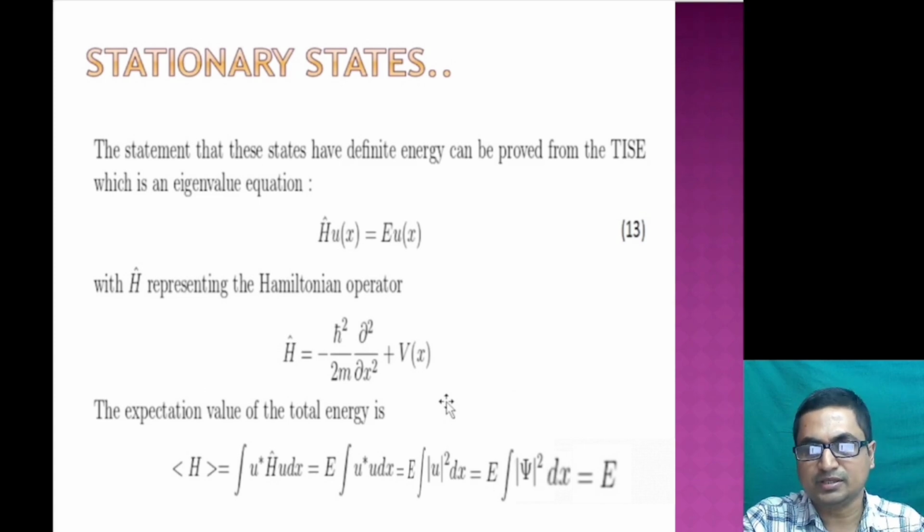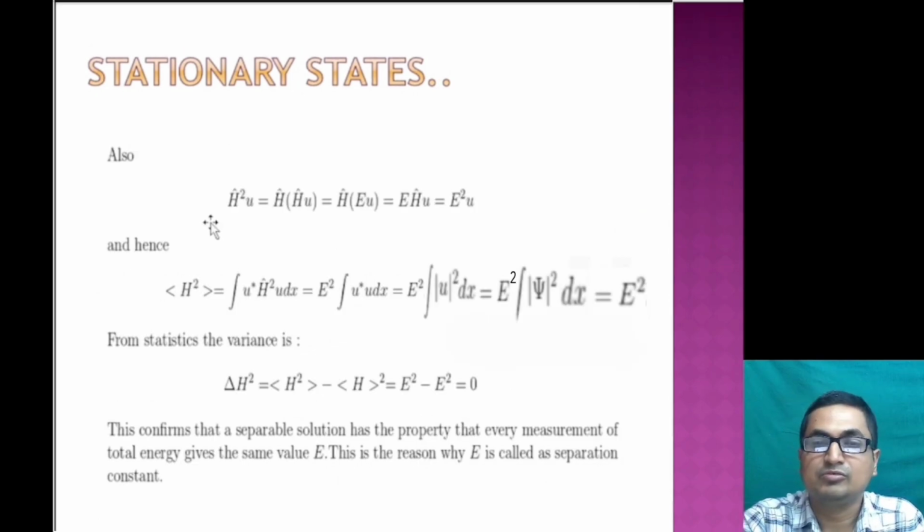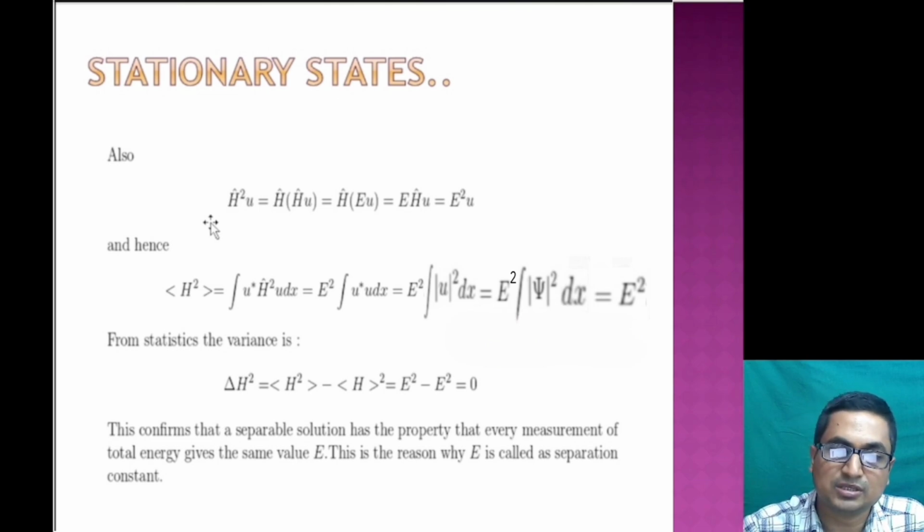So this means that energy can be obtained as an expectation value of the Hamiltonian operator. And also we have this kind of thing. The H operator operating on u two times: H cap u gives E u, the E will come out, and again H cap u gives another E, so we get E square u. So the expectation value of H square is defined as u star, operator H square, u dx. This is already given here. This u star u is nothing but modulus u square. So after this integration, since it's simply a normalization condition, it would give us E square.